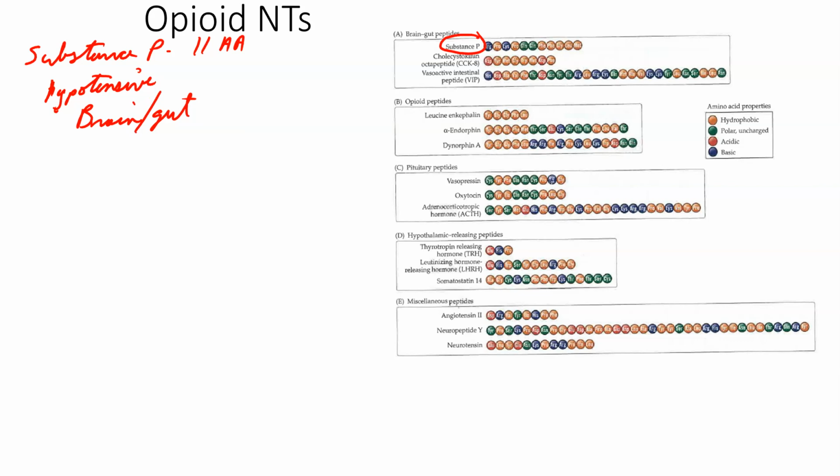Interestingly, the gene for substance P codes for three other neuropeptides, or more, but 3 that we know of. So a great deal of diversity here, both in its signaling, that it can signal in the brain as well as the gut, and that the gene can be a code for a whole bunch of other neuropeptides.